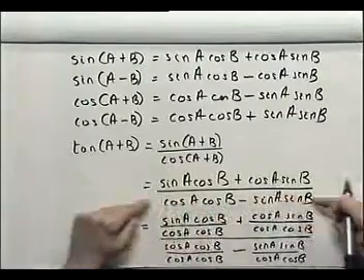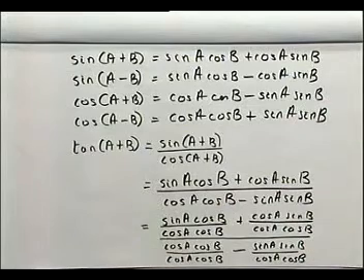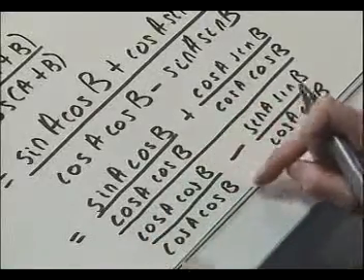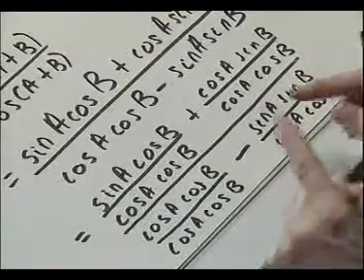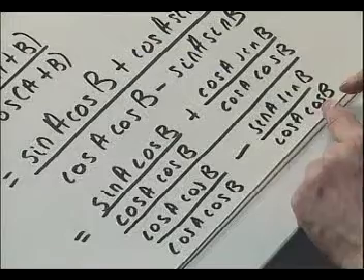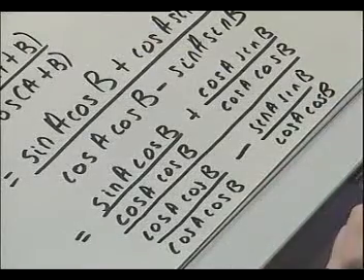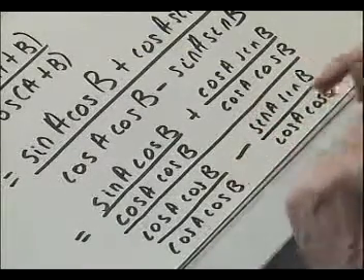Well, let's just go back to the denominator here, this bottom term. Cos A over cos A cancels down. Cos B over cos B cancels down. This is just 1. Sine A over cos A is tan A, and sine B over cos B is tan B. So this is just tan A tan B.